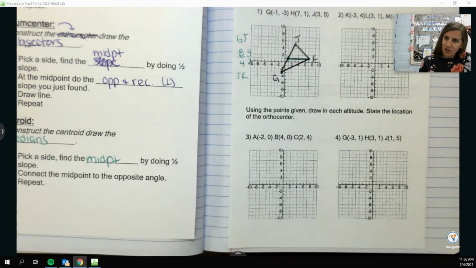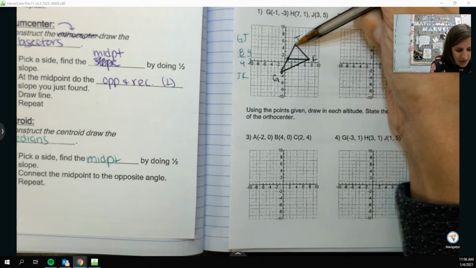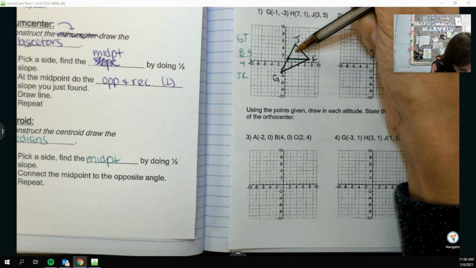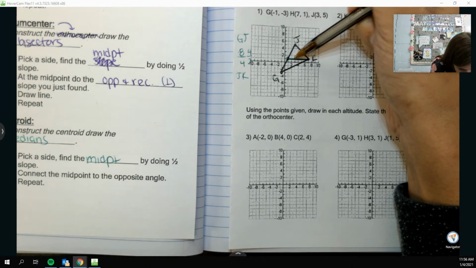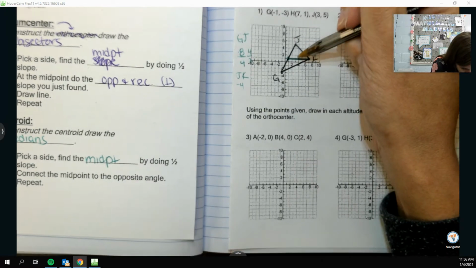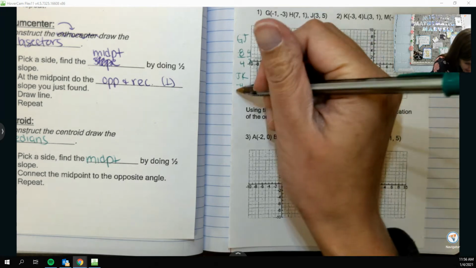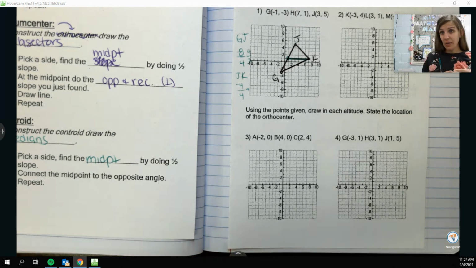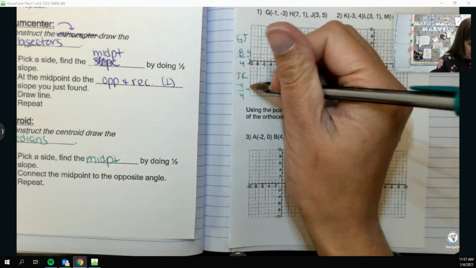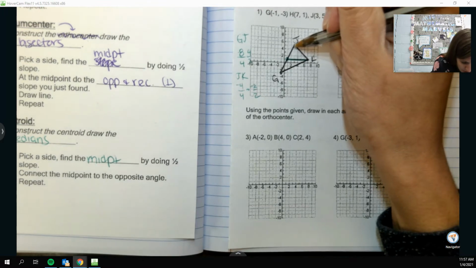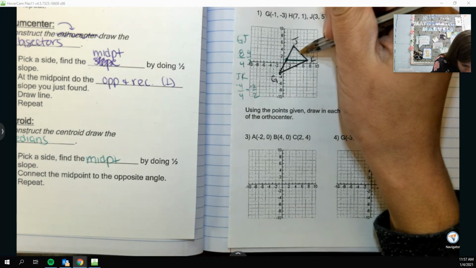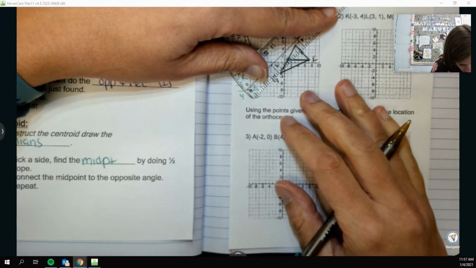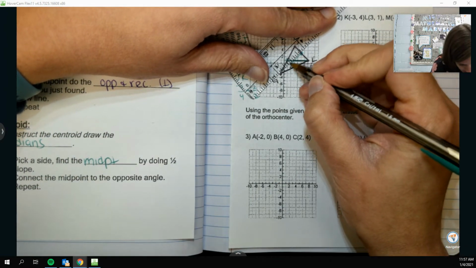Why not? Haha, JK. So if I count from J, I want to start at the leftmost point always. From J to K, I need to go down 1, 2, 3, 4. So down 4, and then over to the right 1, 2, 3, 4. Now, because I want to find the middle, I want to do halfway. So we'll go down 2, right 2. So down 1, 2, over 1, 2. And then we connect that middle to the angle opposite, so to G.